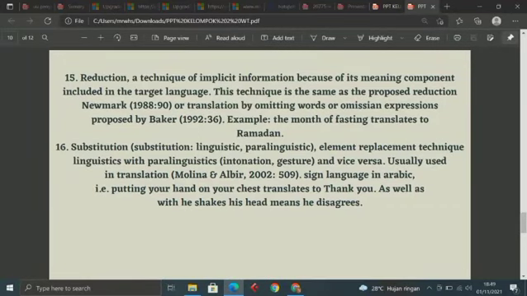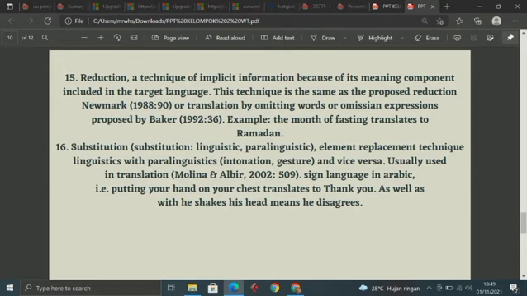Reduction, a technique of implicating information because its meaning component is included in the target language. This technique is the same as the reduction proposed by Newmark, 1988, or translation by omitting words or expressions, proposed by Baker, 1992. Example, "the month of fasting" translates to "Ramadan."